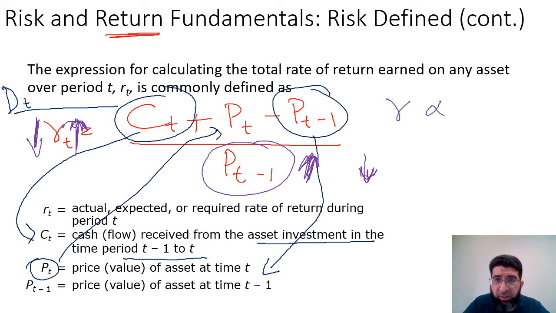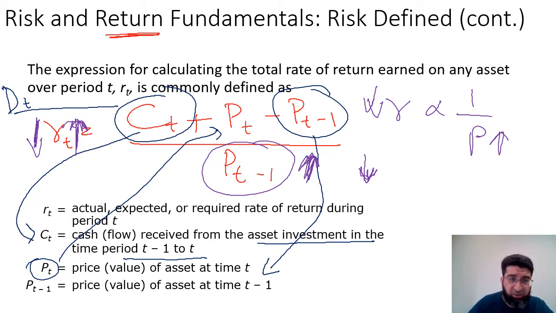So return will be moving like this, keeping other things constant. Higher price will yield lower return, and lower price will lead to higher return. The interpretation or consequences of this relationship will be much clearer when we are working with pricing or making investment decisions, whether to buy or sell the stock.